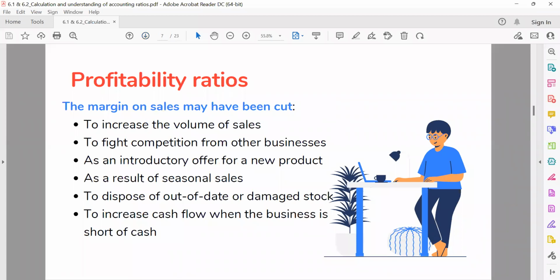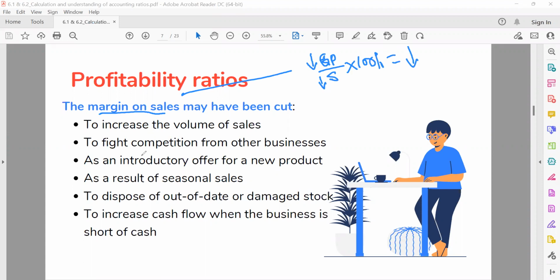Okay. The margin on sales may have been cut. What is the margin on sales? That means gross profit over sales or revenue times 100%. So this amount has to reduce because the gross profit has reduced.